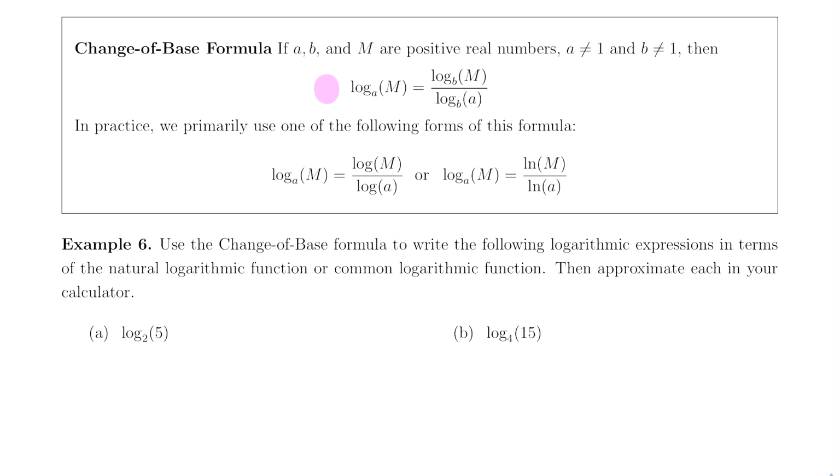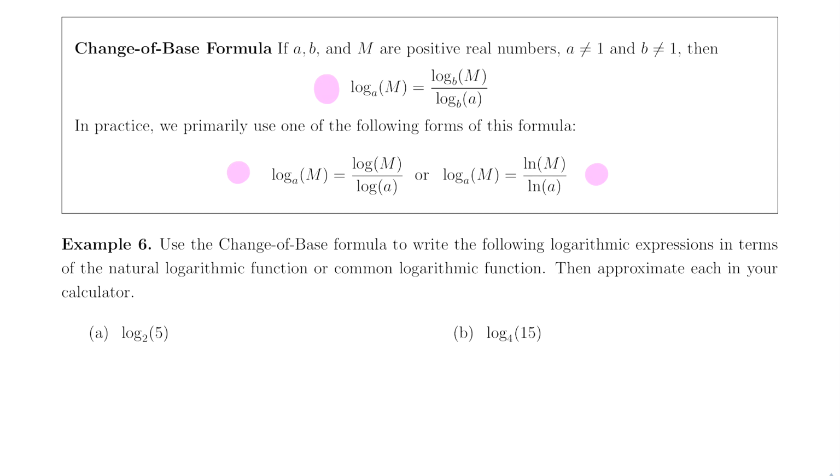Now below we have that same formula rewritten two more times in the way that you, if you apply them, most likely are going to apply them, which is that you're going to use as your second base base 10 in this case. So logarithm to the base a of m would then be rewritten as logarithm of m divided by logarithm of a. Or you can do the same thing with the ln. So logarithm to the base a of m can be rewritten as ln of m divided by ln of a.